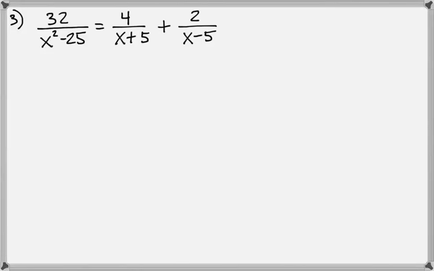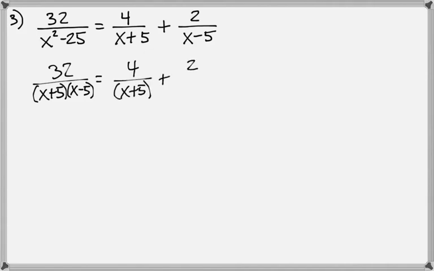On number 3, before I can find my LCD, I need to factor every denominator. So that first one is going to be x plus 5, x minus 5. And my LCD is going to be x plus 5, x minus 5. So I need to multiply each fraction by this.